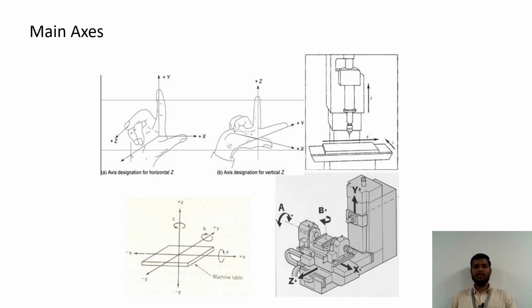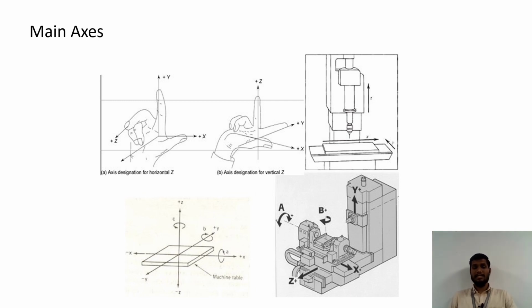Designation of each rotational axis is based on the linear axis about which the rotation occurs. A axis is a rotation about the X axis, B is rotation about the Y axis and C is rotation about the Z axis. When looking along a main axis in the positive direction, clockwise rotation is positive.